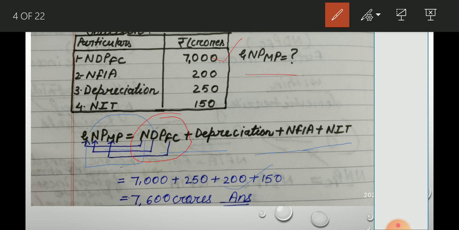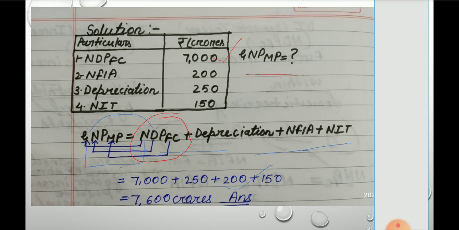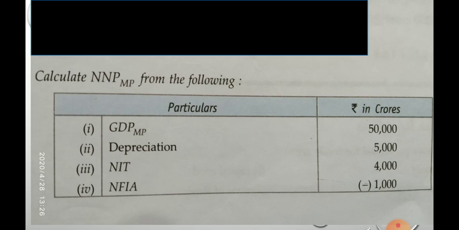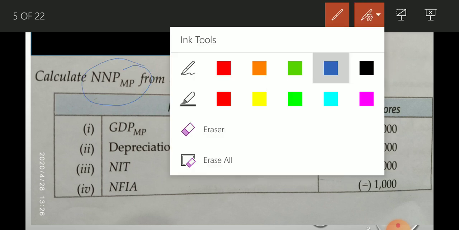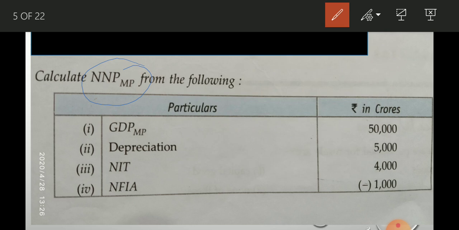Okay students, check your answer. If your answer is correct, well done, keep it up. Let us attempt one more question. In this question, you have to find out NNP MP, and GDP MP has been given here. So I am giving you a few minutes. At least generate the equation to calculate this question. I think you have done it. Okay, let me start.